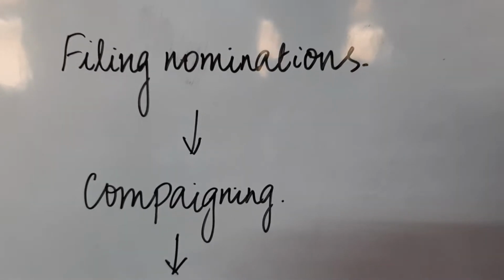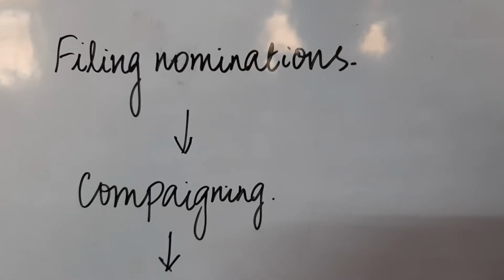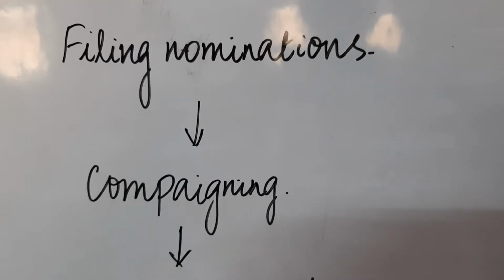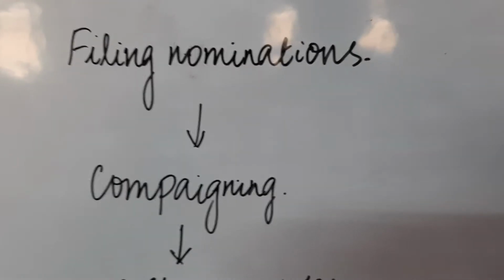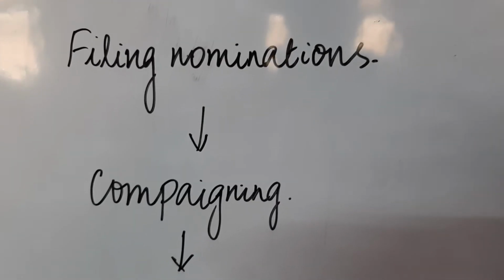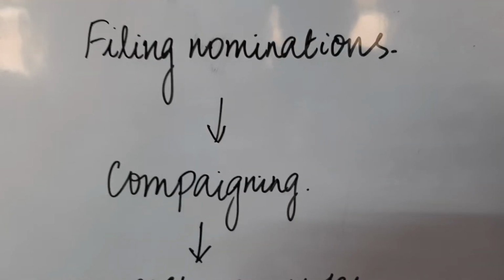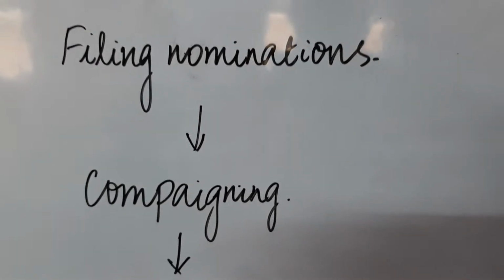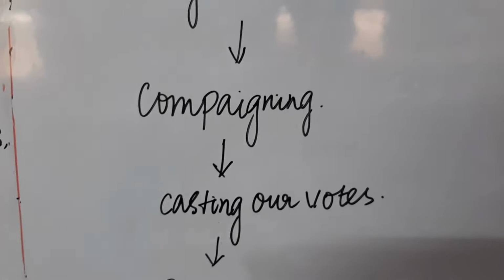So we have to go to the people's houses and address them, and we have to do our campaigning by means of voice, or we can conduct some processions, or we can put up posters, banners and flex to share our thoughts and views in order to gain the support of the people. So, moving on to the next, which is casting of our votes.